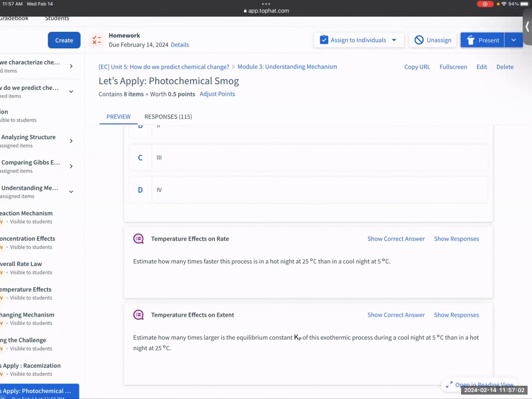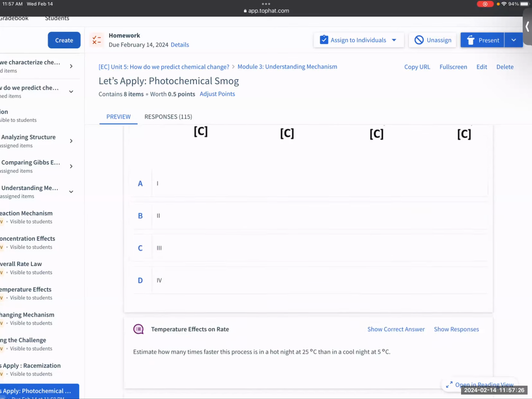But let's do the last one as well, because this is switching gears here. All this time, what we did was a kinetic analysis of these reactions, and in this case, they're asking us to do the Kp. Estimate how many times larger is the equilibrium constant Kp of this exothermic process during a cool night at 5 degrees than a hot night.